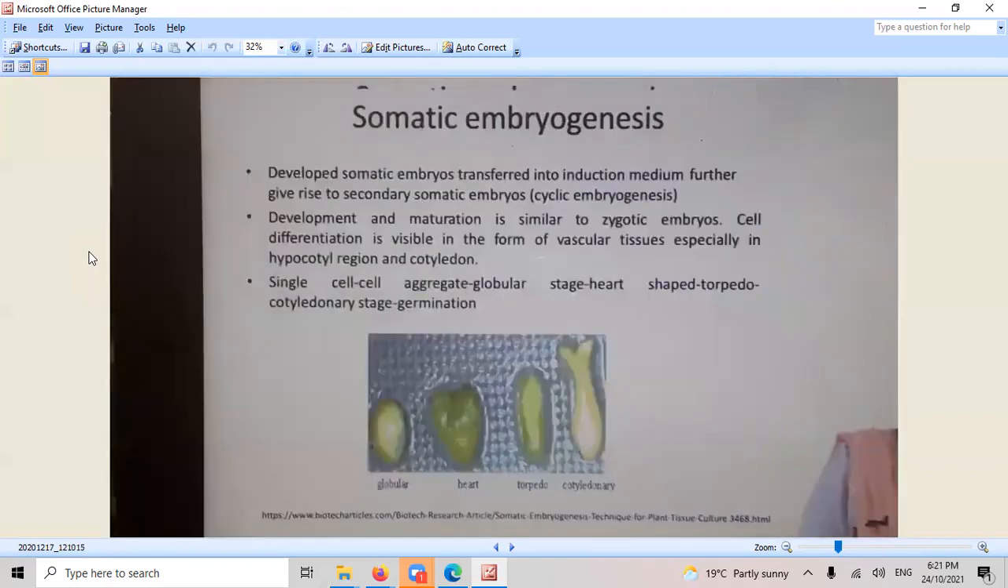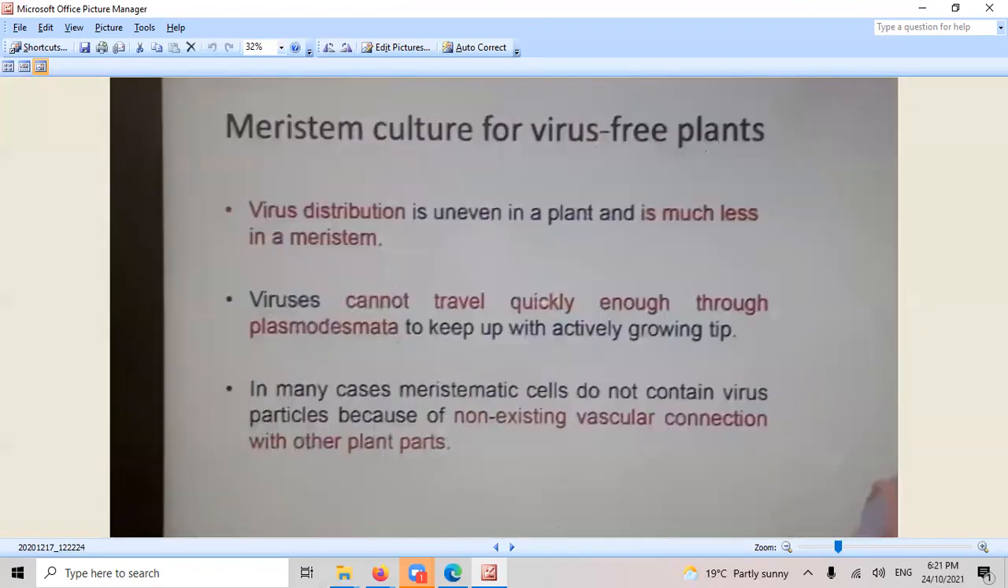These are the 4 shapes we're talking about, and the xylem. Remember it said in the globular shape, do you see the xylem? No. In the heart, or the torpedo, or the cotyledonary, when it's finally finished. They're 4 stages. Somatic embryogenesis.